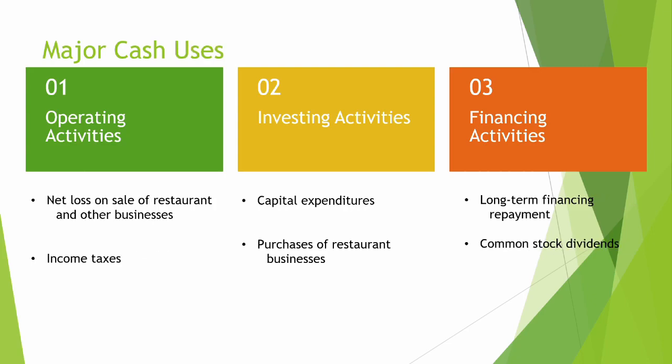Contrary to the last slide, there are also some major areas where the company is using their cash for specific purposes. Under operating activities, we will be looking at the items of net loss on sale of restaurant and other businesses, as well as income taxes. With the investing activities, we will pay attention to capital expenditures and purchases of restaurant businesses. Under financing activities, we will investigate long term financing repayment and common stock dividends.